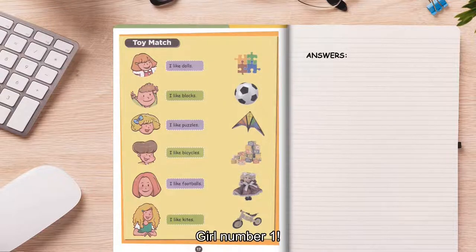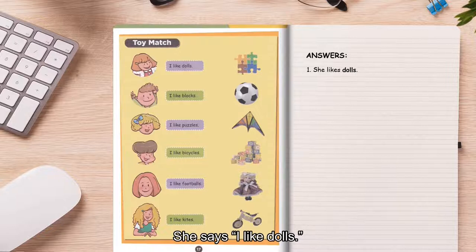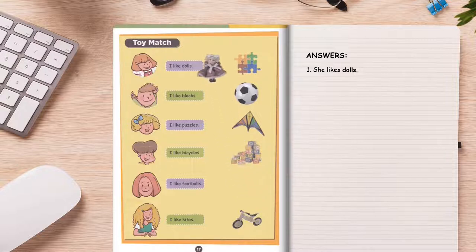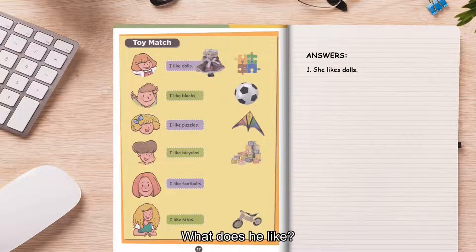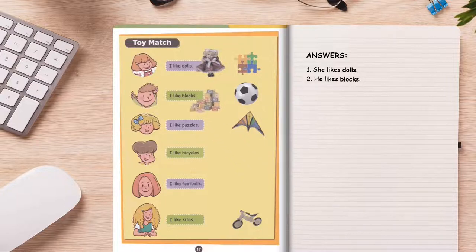Girl number 1. She says, I like dolls. What one is a doll? Good job. Boy number 1. What does he like? He likes blocks. What one is blocks? Good.